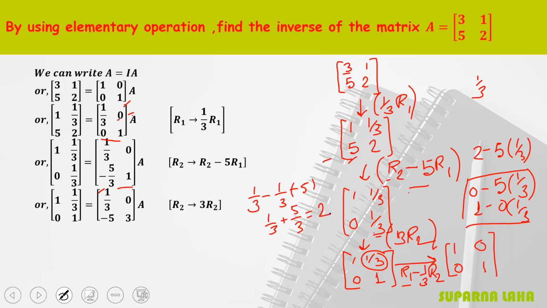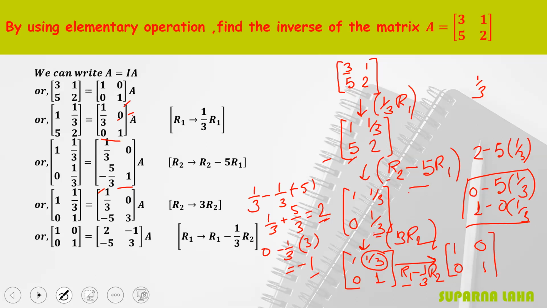6 upon 3, 2. And this one we can write 0 minus 1/3 into 3, that means minus 1. So this is the first element and this is the second element of the first row. So write it down: 1, 0, 0, 1 on your left hand side and that will be 2, minus 1, minus 5, 3. Clear? So your inverse, A inverse, is given by 2, minus 1, minus 5, 3.